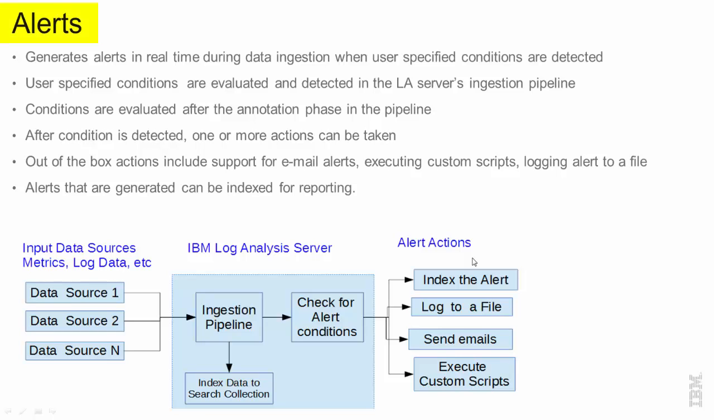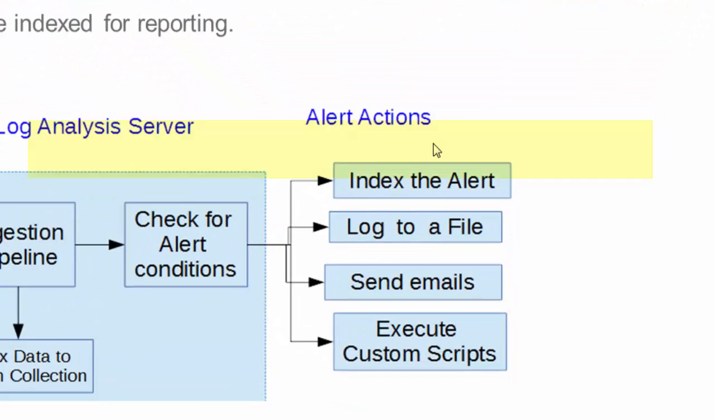Hi, in this video we will look at the new features, especially around alerts for Log Analysis version 131. What we have done with the alerts capability is that Log Analysis can generate alerts in real time during data ingestion, and the user can specify one or more conditions. When these conditions are evaluated and detected in the ingestion pipeline, then one or more actions can be taken.